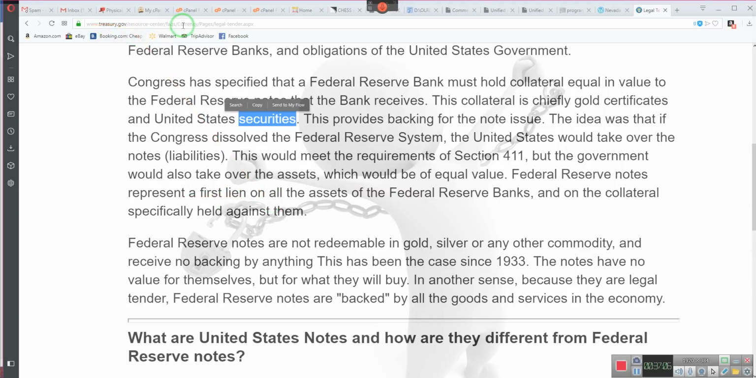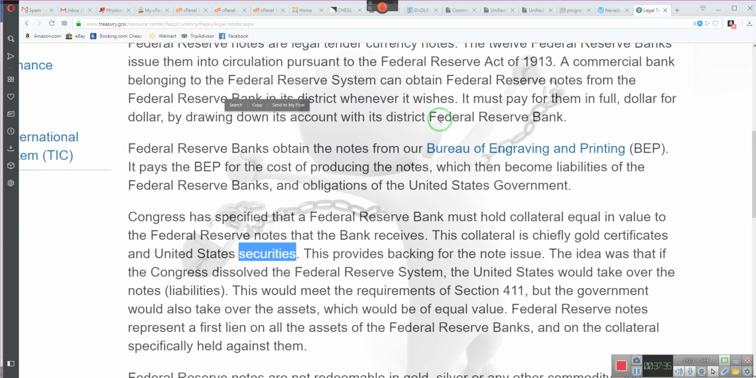This is the United States Treasury website. It's at treasury.gov. Okay? On all the assets of the Federal Reserve Bank and on the collateral specifically held against them. This is the Treasury issuing the notes to the Federal Reserve, and the notes represent a lien on all of the collateral of the Federal Reserve. So the United States is trying to say they protected themselves.